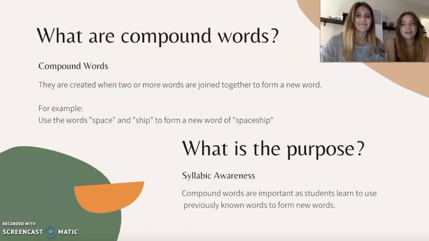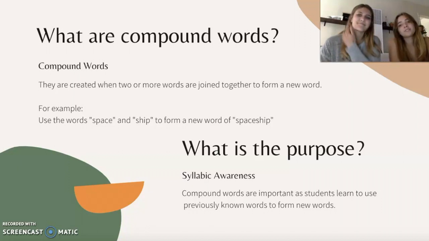Okay, so what are compound words? Compound words are created when two or more words are put together to form a new word. For example, if you use the words space and ship, you can put them together to form the word spaceship. So the purpose of compound words, it helps with syllabic awareness. So compound words are important as students learn to use previously known words to form new words.